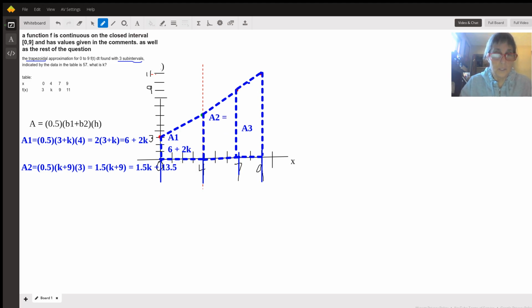Equals 1.5k plus 13.5. So that's the expression for area 2, which doesn't really fit in this space. Let's see if we can make it smaller. There it is. Let's see if we can make it a little bit bigger. That fits.